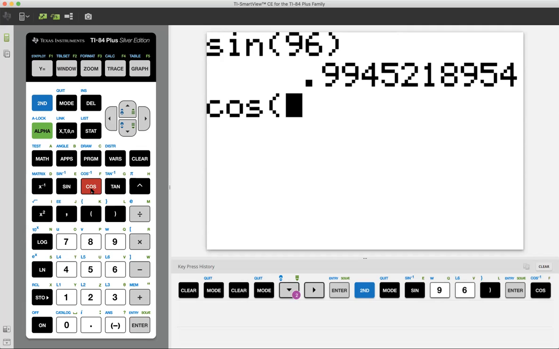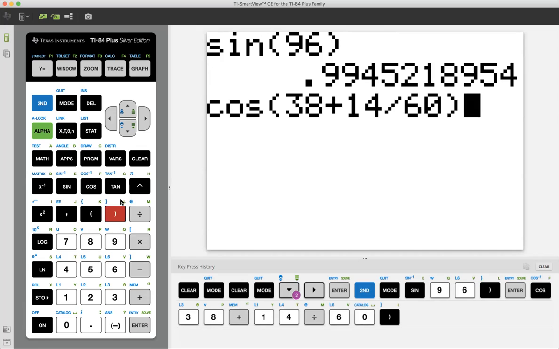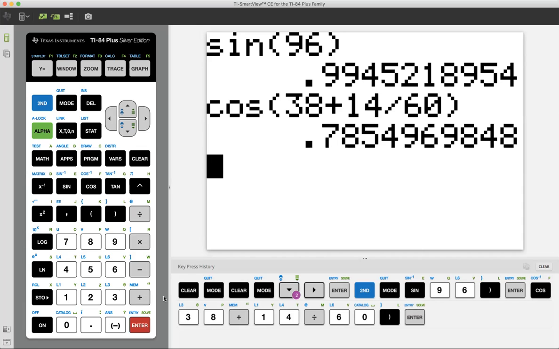If I do cosine 38, that 14 is 14/60ths of a degree. So what I'm going to do right within the parentheses is plus 14 divided by 60, 14/60ths. That's a pretty simple way to do it. That way you're not trying to hunt around for a minute function. You just type it in just like that. Works, cool, and then enter. Then round that to a zillion decimal places. I'll let you work on that one.